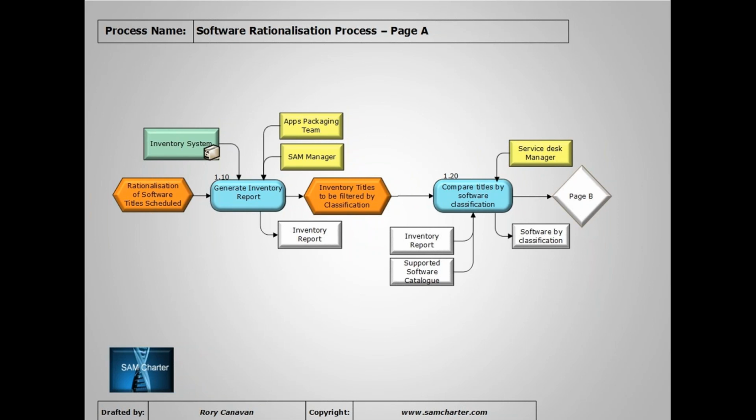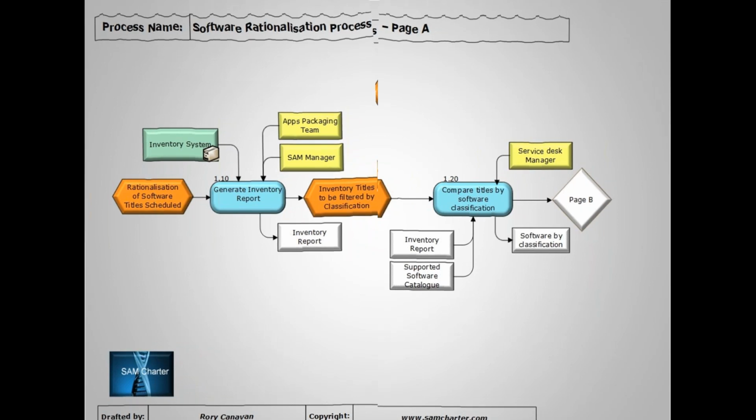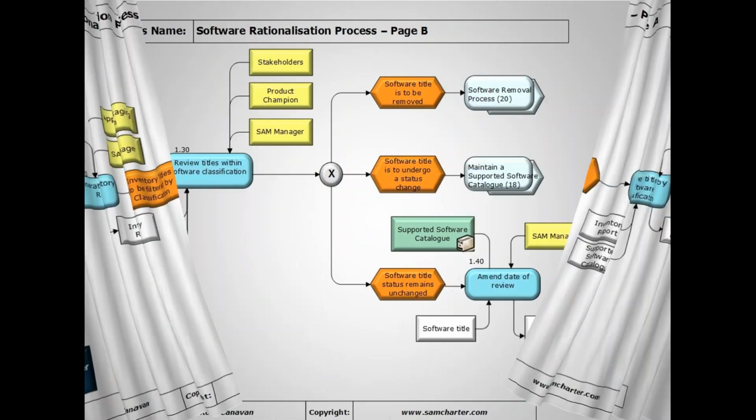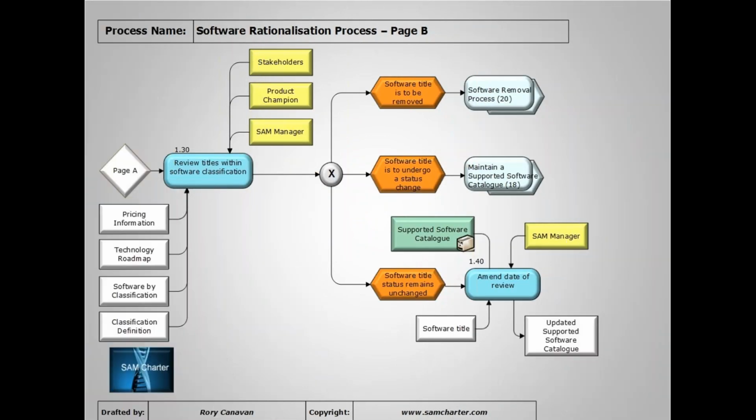So when we get our inventory title, we're actually then comparing the titles by that software classification, by their functionality, and we're reviewing them. Now when we review them, we need to make sure that we bring together all of our stakeholders and we consider some really important factors to help us decide which pieces of software we'd like to remove from our business.